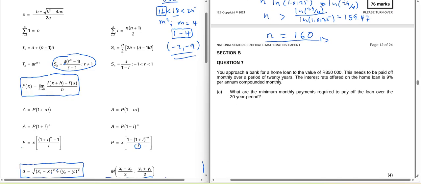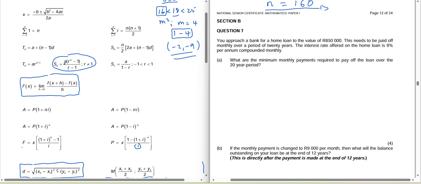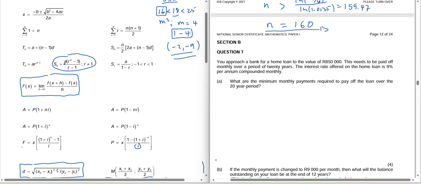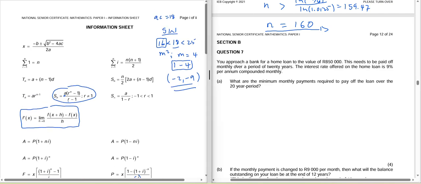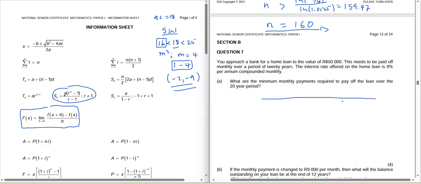Now let's go to the last question of this series of the video. So we are saying that you approach a bank for a home loan to the value of 850. This needs to be paid off monthly over 20 years. What are the minimum monthly payments required to pay off the loan over the 20-year period? Now, here this loan is being given to you at the start.